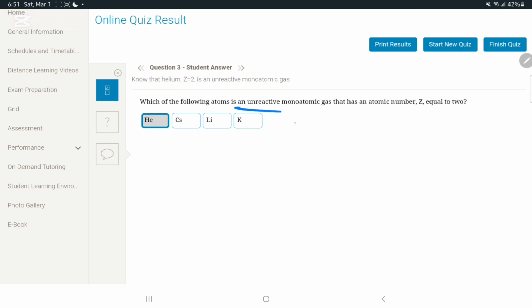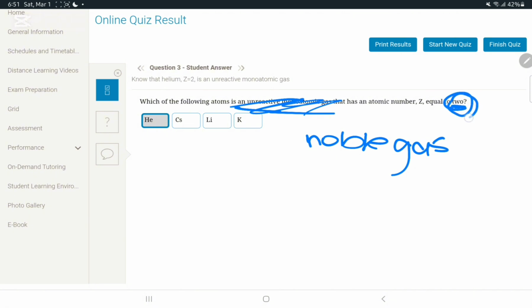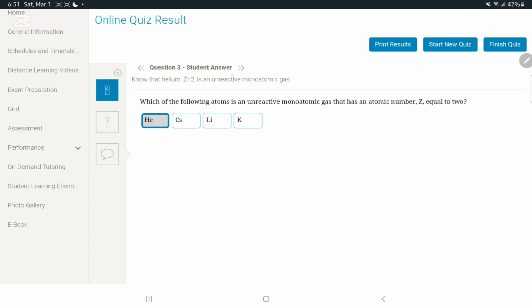It is an unreactive monoatomic gas, so we can know that it's a noble gas by this info, and it has an atomic number of 2. Without using this information, we can just see the one that has an atomic number of 2, it's instantly helium. Just look at the periodic table, the second element.